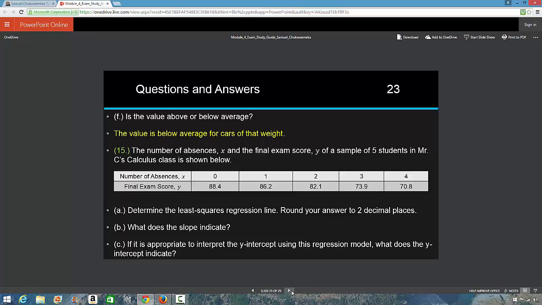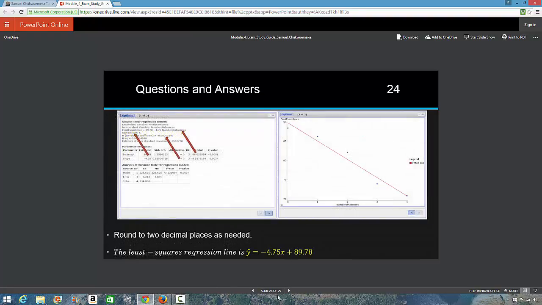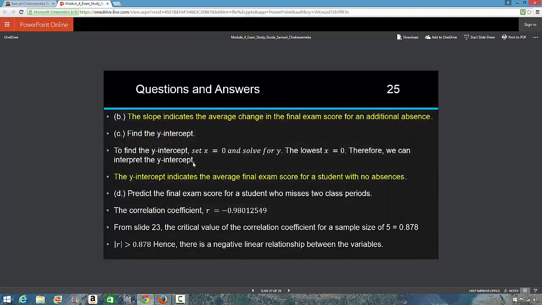And then what does the slope indicate? Please go through it. It is similar to what we just did in the previous question.